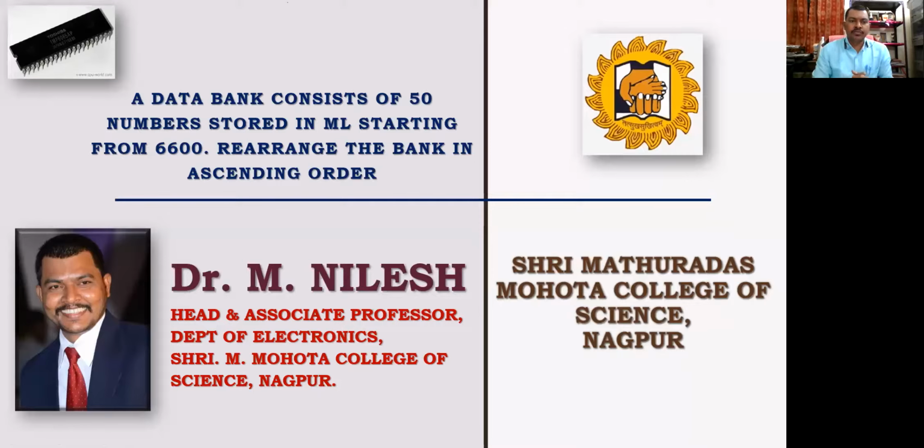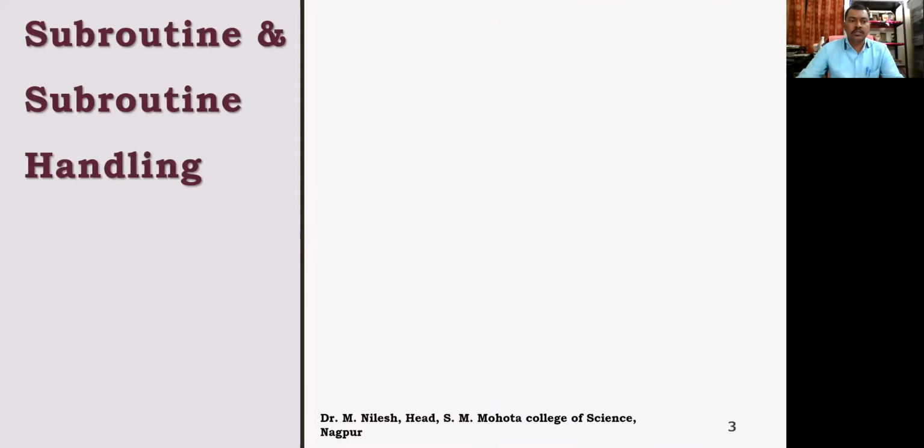A data bank consists of 50 numbers stored in memory location starting from 6600, and we have to rearrange the bank in ascending order. Now, I need to tell you, we will do it for, say, five numbers, and if the program works, then we can go for more numbers, right? So we'll just try for five numbers only, and then we'll go for 50 numbers.